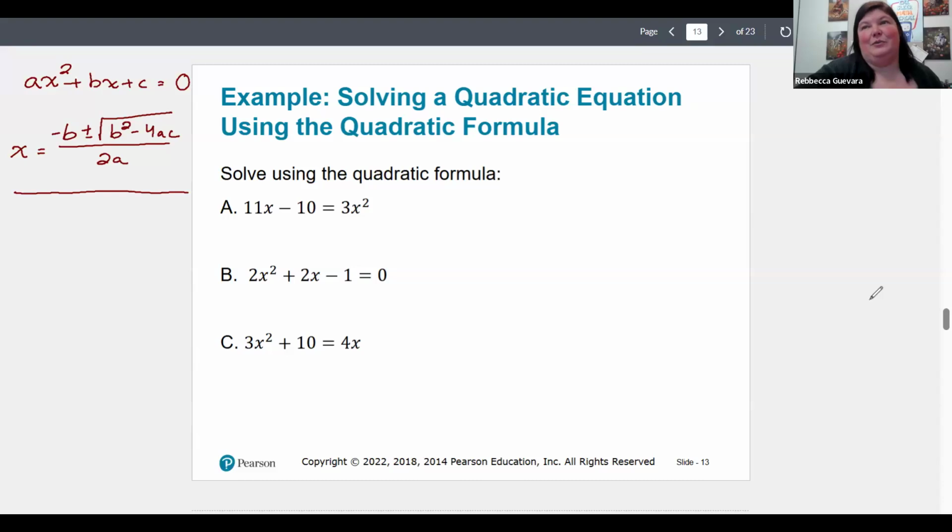But we'll do a first. So we're going to write these over here. For a, we have 11x minus 10 equals 3x squared. This is something we already had and found an answer to. So we're going to rewrite it so it looks like ax squared plus bx plus c. We'll subtract the 11x and add the 10 to both sides, so we end up with 3x squared minus 11x plus 10 equals 0. Like I said, we've already seen solutions to this. We're going to do it again with the quadratic formula.